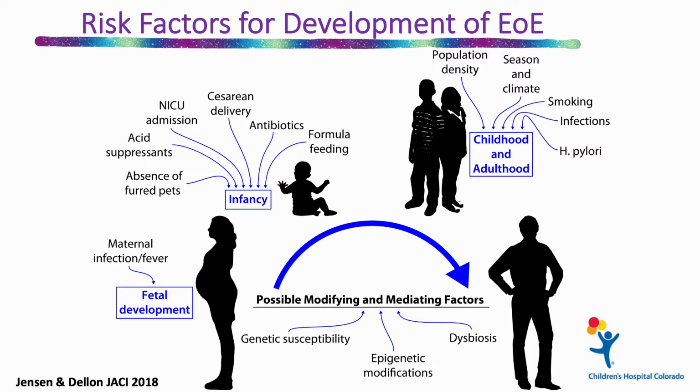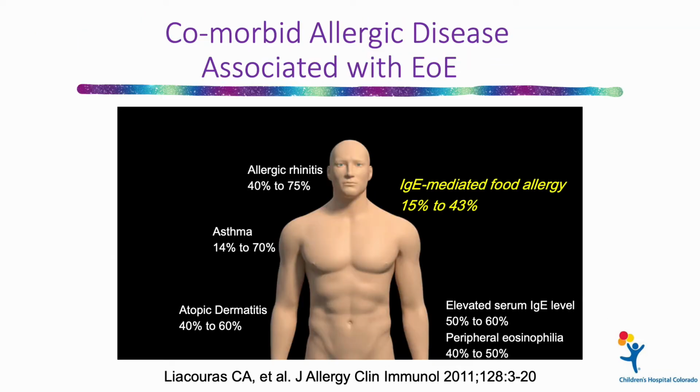And then later in life, there are other things that play a role, like season and climate, whether you smoke or vape or have other infections. And a number of these patients with eosinophilic esophagitis have comorbid allergic disease. In fact, the majority do. They either have food allergy or allergic rhinitis or asthma or atopic dermatitis. Their total serum IgE level is elevated, and 40 to 50% have mild to moderate peripheral eosinophilia.